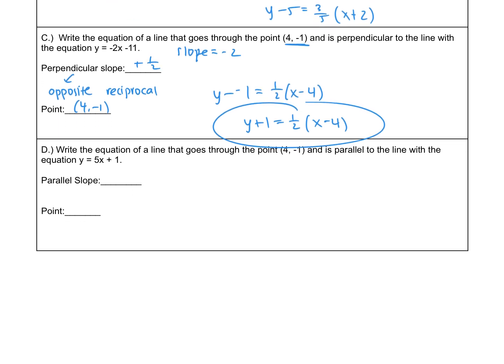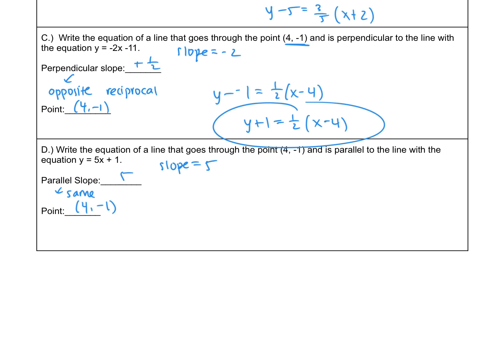Okay. D. Write the equation of a line that goes through the point (4, -1) and is parallel to the line with the equation y = 5x + 1. AJ, what is the slope of the line that we are given? 5x. So just the 5, not the x. Okay, parallel slopes are the same. So if we want these lines to be parallel, we're just going to use the same exact slope.